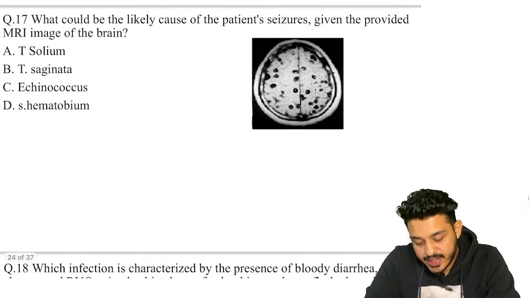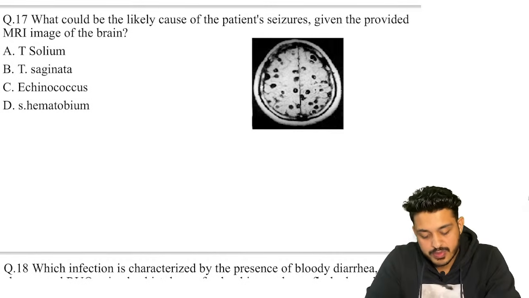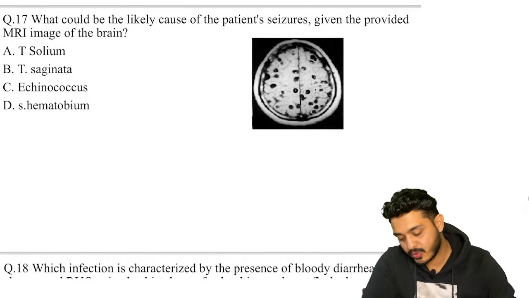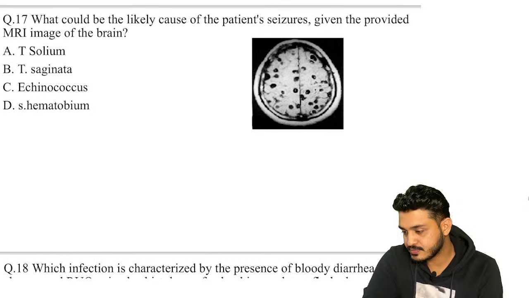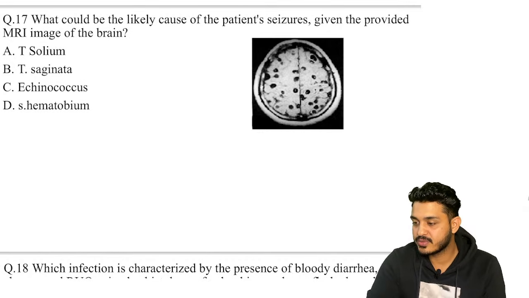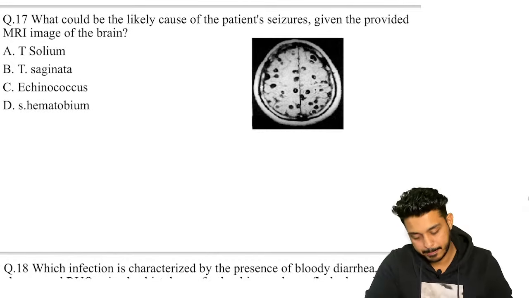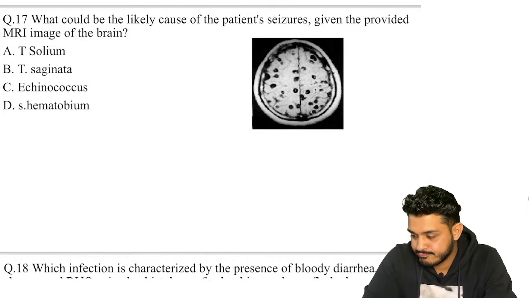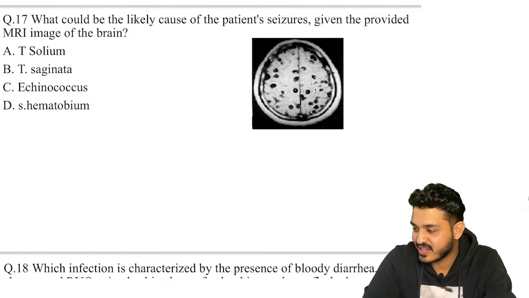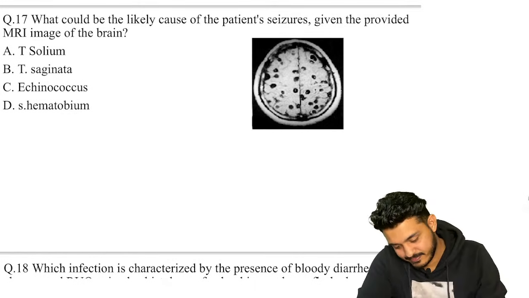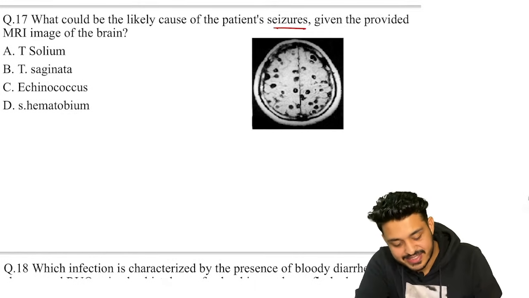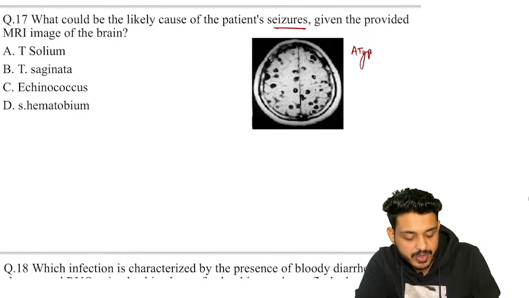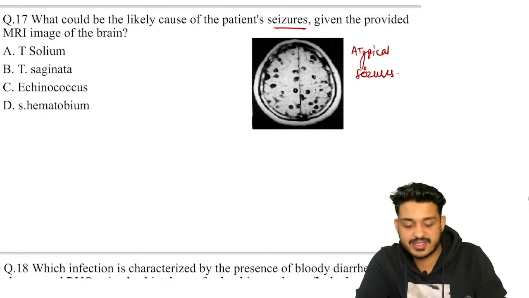What could be the likely diagnosis, the likely cause of the patient's seizures given in the provided image of the brain? So what is going to be the probable cause here? You guys are not even reading the questions, just marking direct answers. So the patient is having what? The patient is having seizures, atypical seizures, as we have seen.